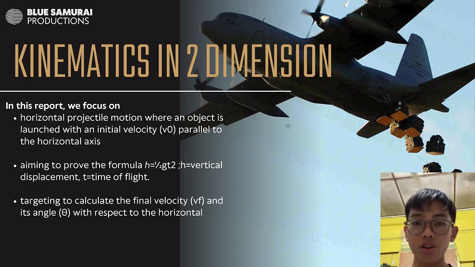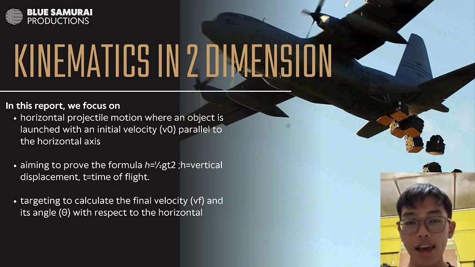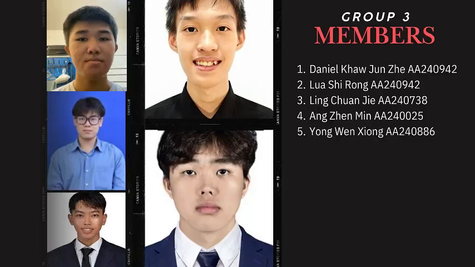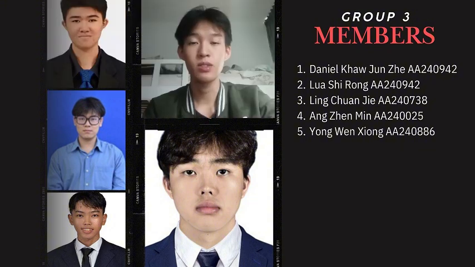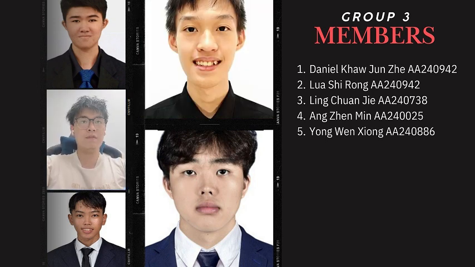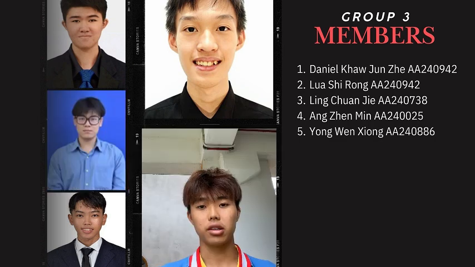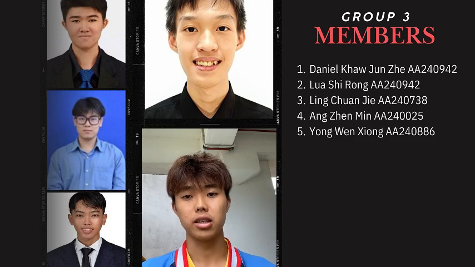I am Loa Shirong. My matric number is AA240200 and here are my group mates. My name is Daniel Kovjunzer and my matric number is AA240942. My name is Lin Chuanjie and my matric number is AA240738. Good morning to my fellow friends and lecturers. My name is Zeming. Today I am going to talk about demonstration videos. I am Yong Weng Seong.